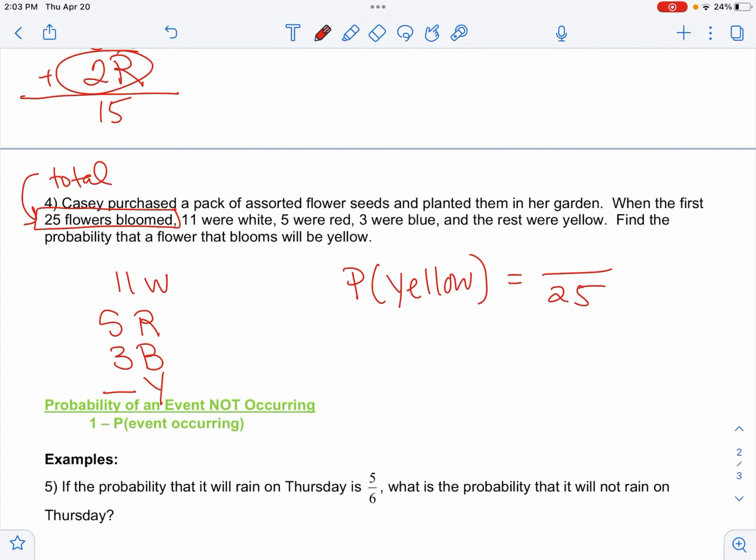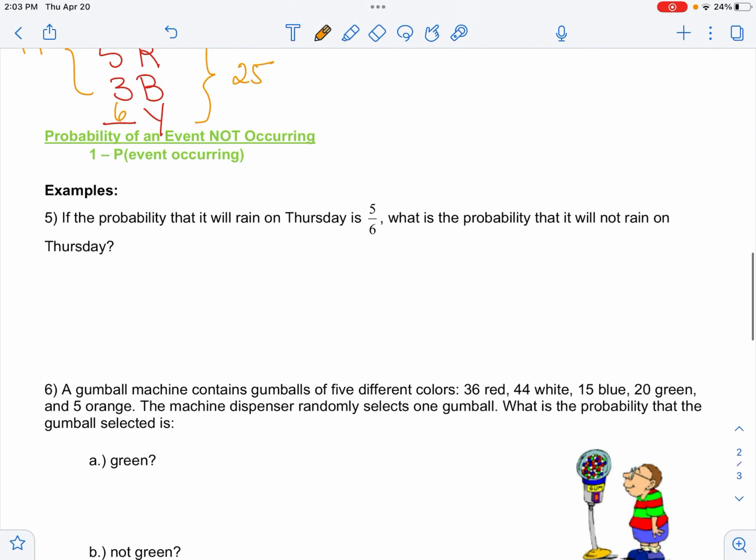Well, they gave us the total was 25. We have to find how many are yellow. Well, this adds up to 19. So in order for them to all add up to 25, this would have to be 6. So it's 6 out of the 25 are yellow.